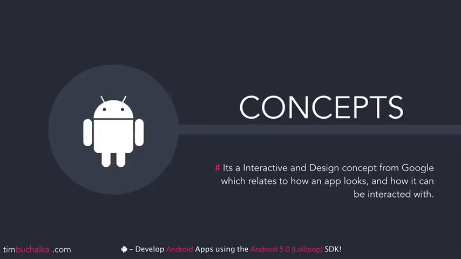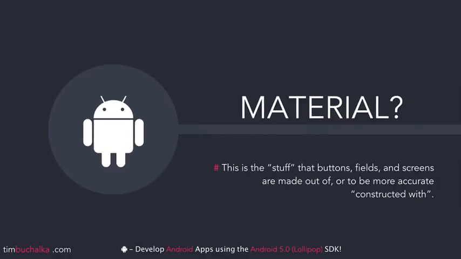Well, the concept of material design is that it's an interactive and designed set of principles or guidelines from Google, and it relates to how the applications that we create look, and also how our users, people downloading our apps, using them, interact with those apps. Now, when you hear that term material, what is that? It's really the stuff, for want of a better term, that buttons, fields, and other things are made of, or to be more accurate, constructed with. But more on that shortly.